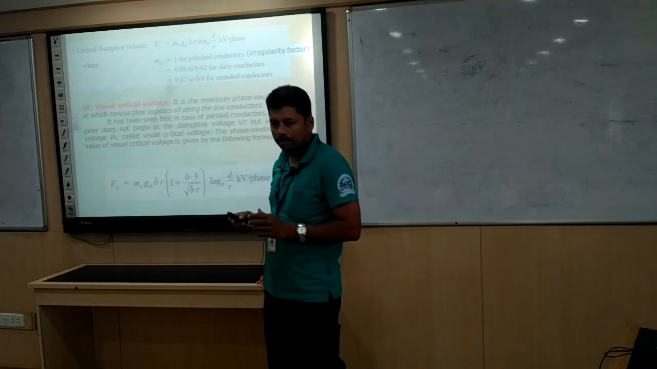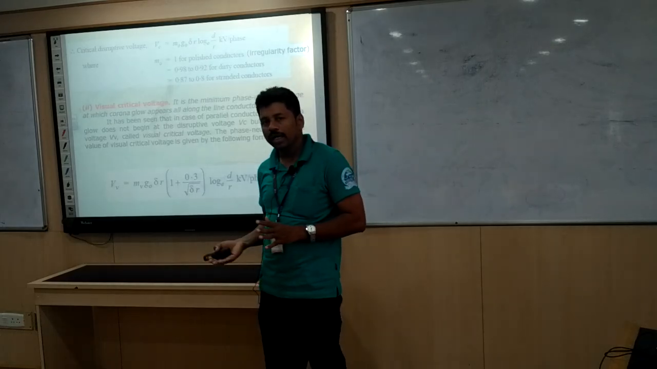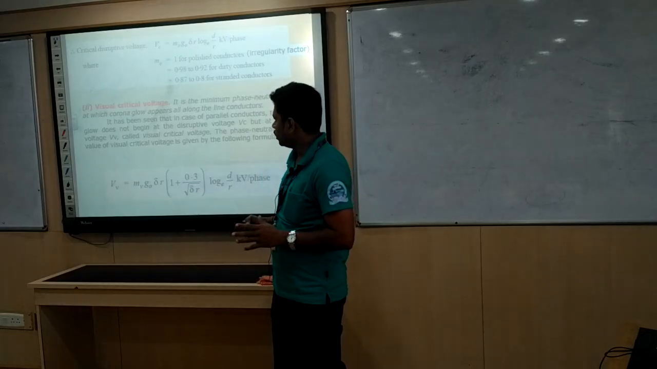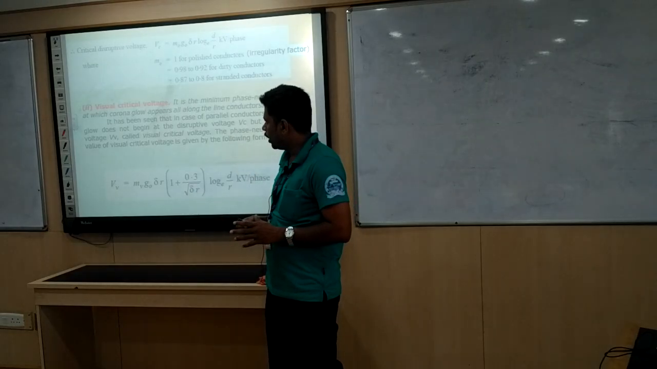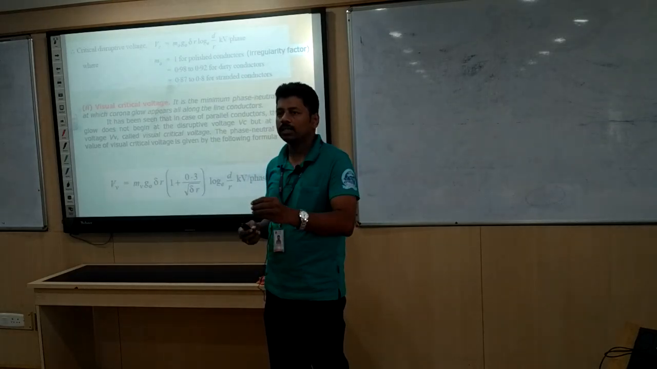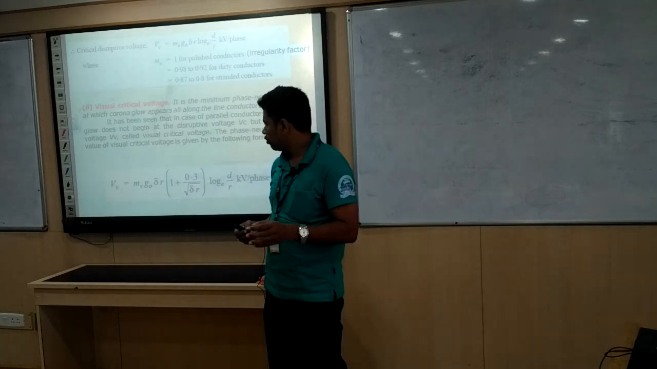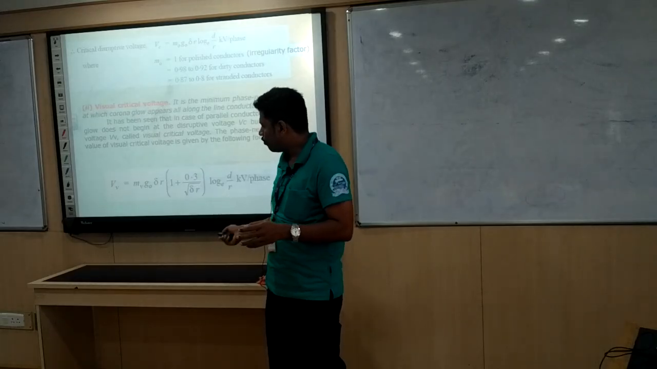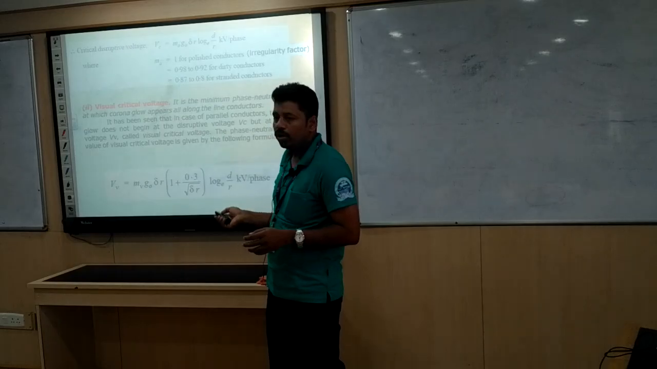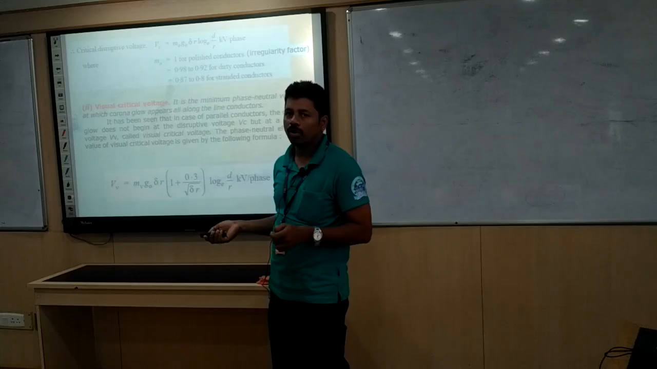The surface parameter is m_0, where m_0 is equal to 1 for a polished surface. The dirtier the surface, the lower the corresponding value. So that is the critical disruptive voltage. The visual critical voltage is a voltage slightly more than the critical disruptive voltage. So this is once again the formula for finding the visual critical voltage. Both the voltages are required to design the transmission line so that there is less possibility of corona occurrence.